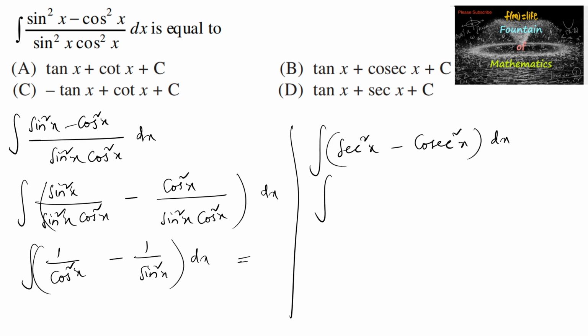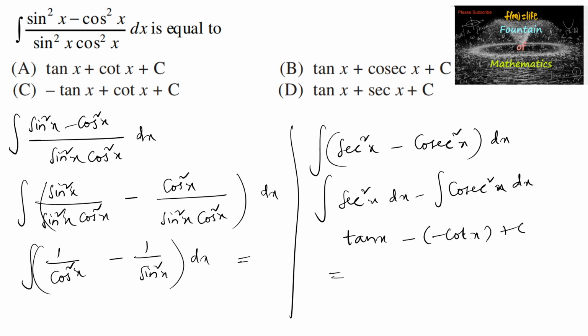Integration of secant square x we know is tan x. Let us write separately secant square x dx minus integration of cosecant square x dx. Integration of secant square x is tan x and integration of cosecant square is minus cot x. So minus of minus cot x plus c, that is tan x plus cot x plus c is the answer.